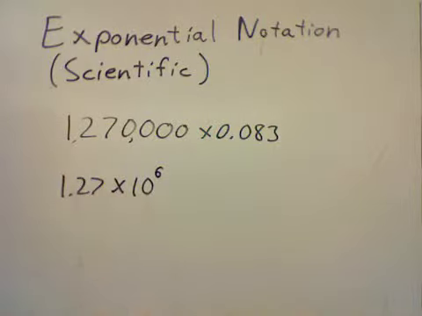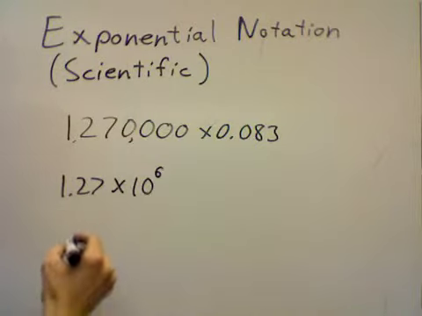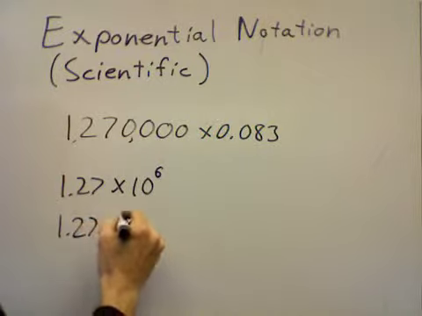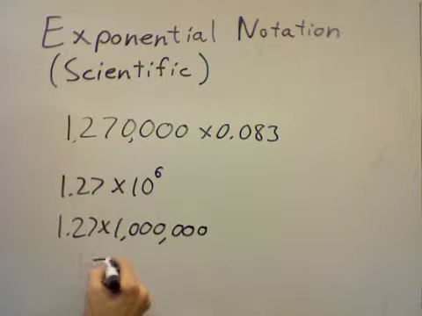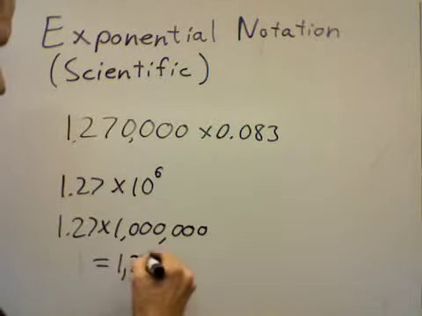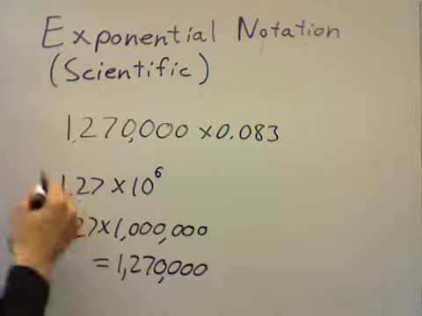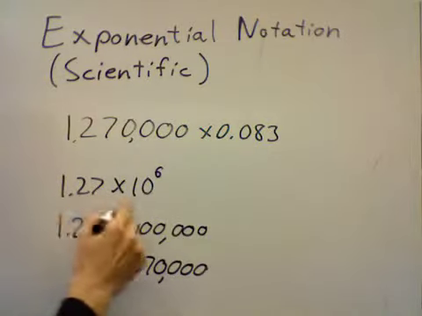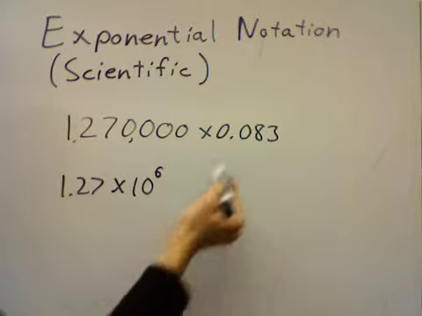I can verify that 1.27 times 10 to the 6 is equal to this number. Let me just check. 1.27 times 10 to the 6, and 10 to the 6, I said, was 1 with 6 zeros. So that's 1.27 times 1 million. You can punch that into a calculator or do it by hand and find that it is equal indeed to 1,270,000. So I verified that this number here is the same thing as that one there.